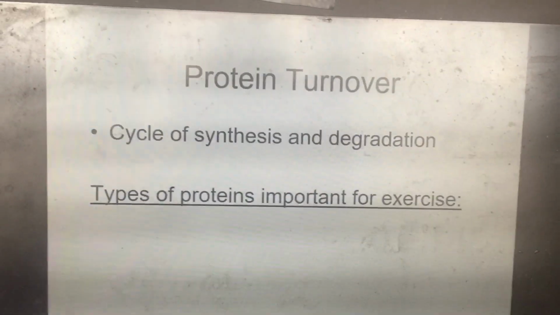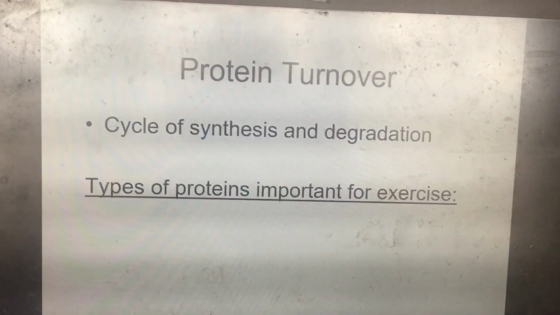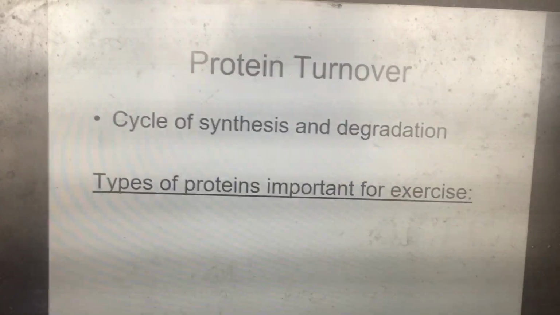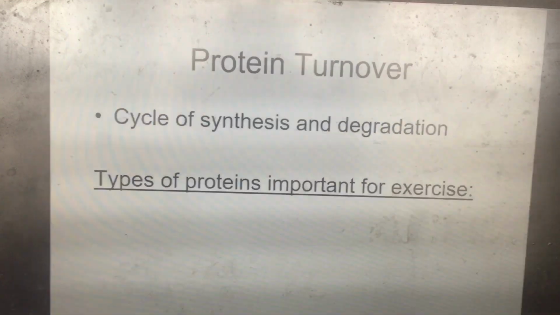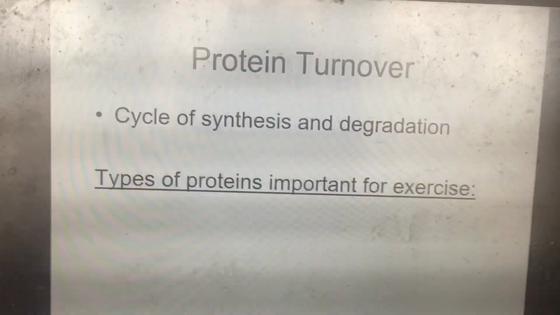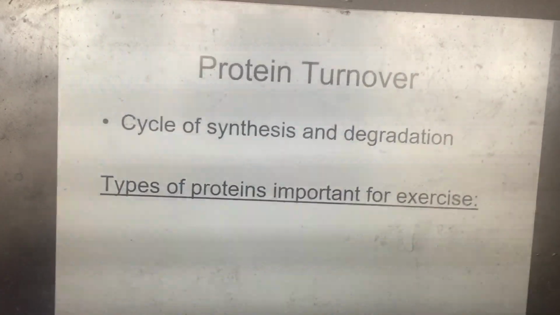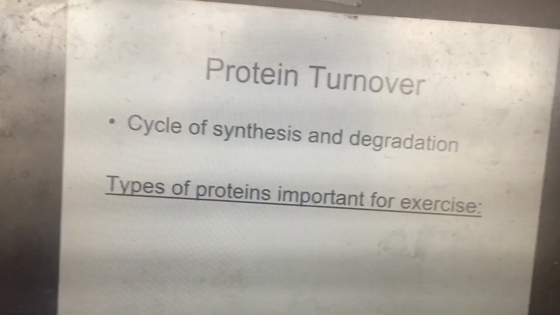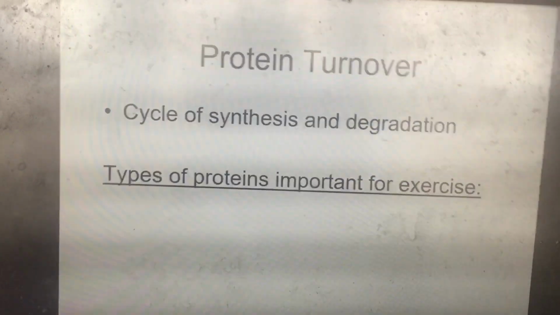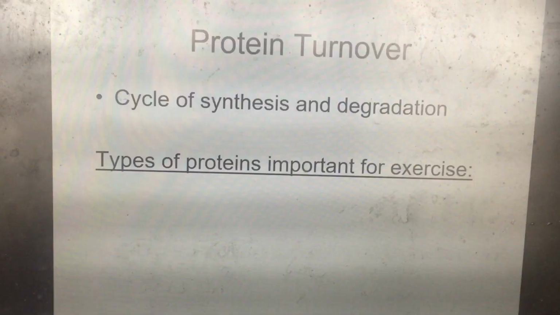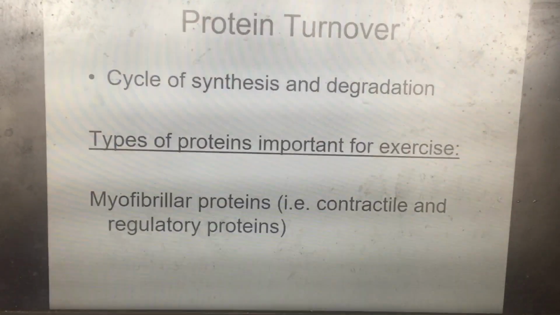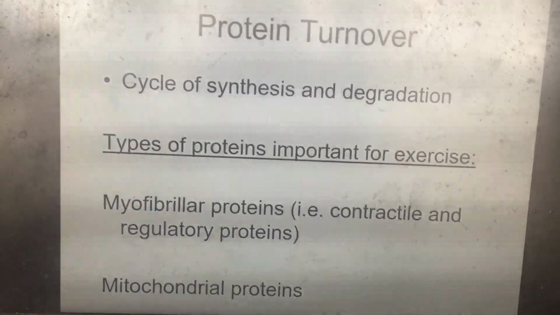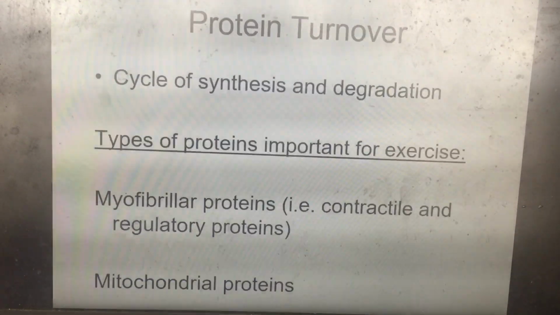Now, the next section I have here for you is on protein turnover. So proteins in your muscle, they constantly go through cycles of synthesis and then degradation. So they're constantly being made and then broken down, especially if you're adapting to exercise training. So if you're doing chronic exercise training, you know that you get increase in certain amounts of proteins in your muscles. So you get greater synthesis, you get removal of damaged proteins through degradation. Types of proteins that are important for exercise, and this is a bit of a review, are your myofibrillar proteins for strength, and your mitochondrial proteins for aerobic capacity.